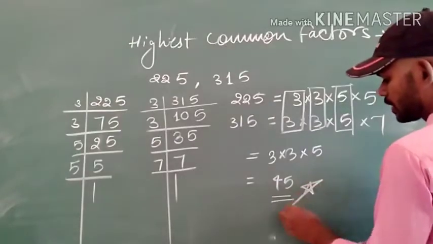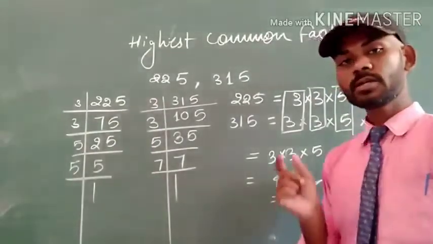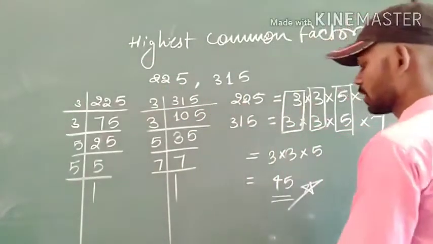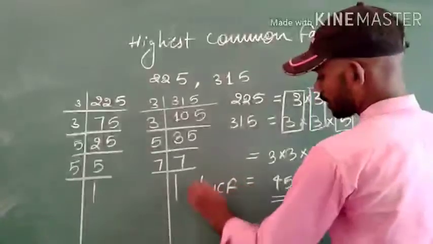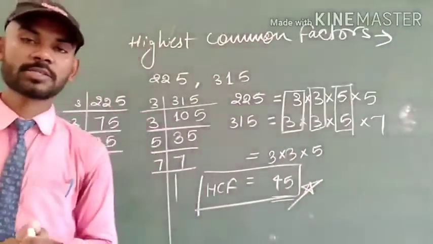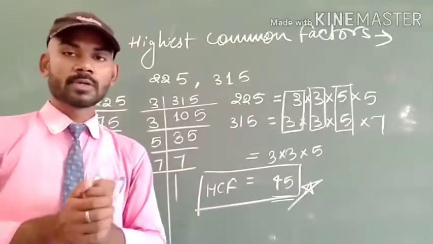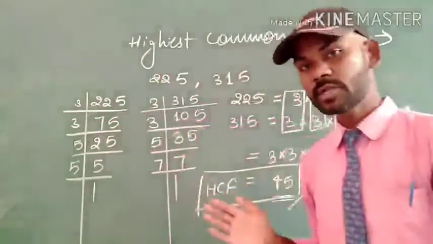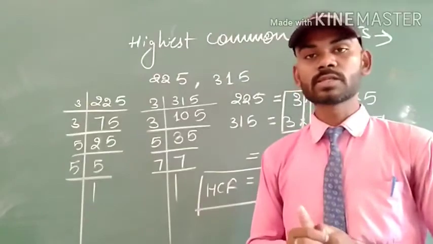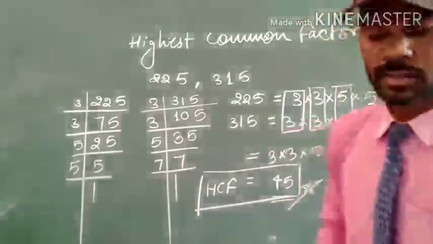Therefore 45 is the HCF of these two numbers, which means that 45 is the greatest number which can divide 225 and 315. And in the method of prime factorization we follow this rule to get the HCF of numbers. So I hope the HCF of this question is clear to everyone. Now let us see the next question, in which we solve the question by the actual division method.